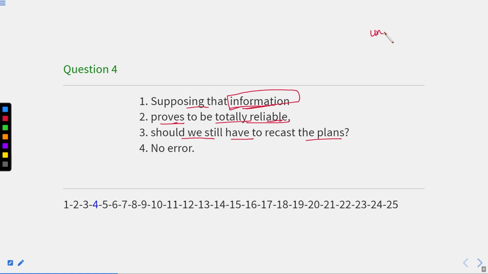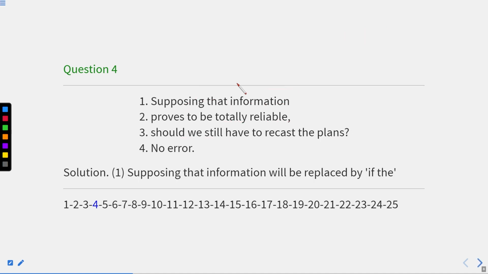Now, whenever we have any uncountable noun and we are talking about it in a particular sense, it means if we make it particular or we relate it to something, so before this uncountable noun, we need to put a definite article, that is the. Okay, so here we are talking about some particular information, obviously. Therefore, here we need to write supposing that the information proves, or we can also write if the information proves to be totally reliable, because supposing that is actually when you are connecting it, that if it happens. So here supposing that should be replaced with if, and if the information should be the correct replacement of this phrase. So the correct answer is 1.